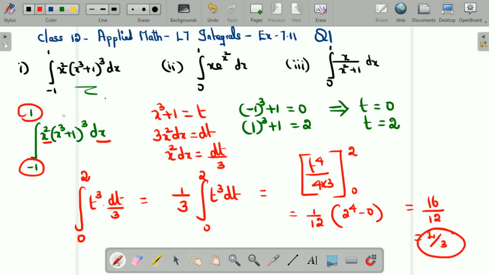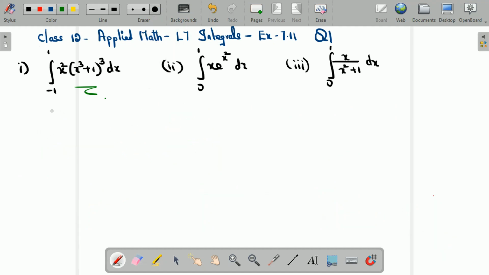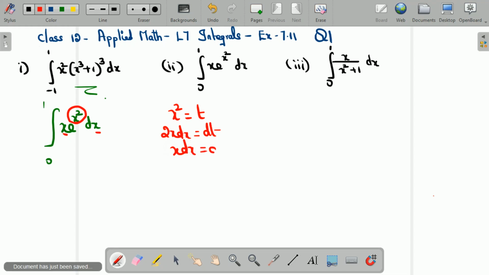Now let's take up the second subdivision. In the second subdivision, the integration is between 0 to 1, x e power x squared dx. Here also we are going to do a substitution. We are going to put x squared is equal to t. So x squared is equal to t means 2x dx is equal to dt. We only have x dx here, so let's find the value. So x dx is equal to dt divided by 2. Now if you change the integration, this is integral of e power t dt by 2.